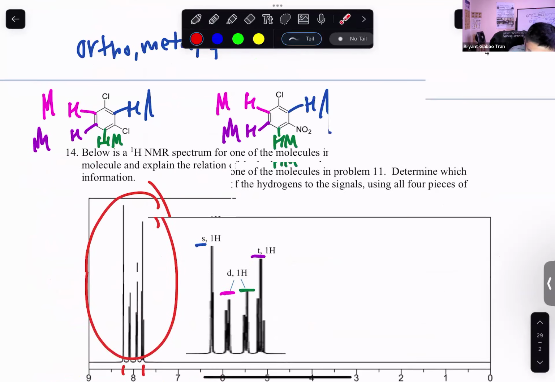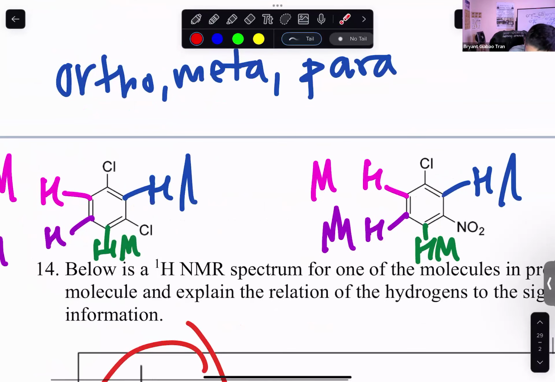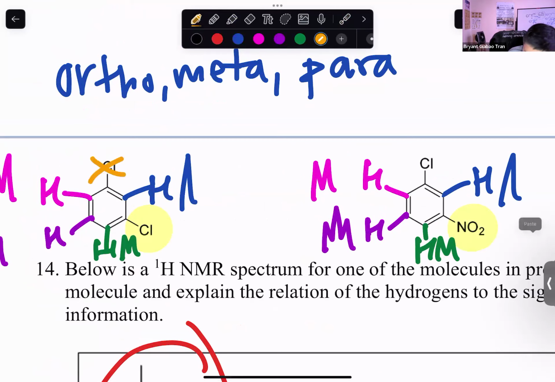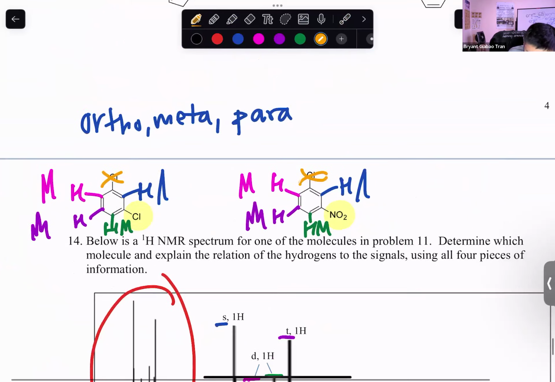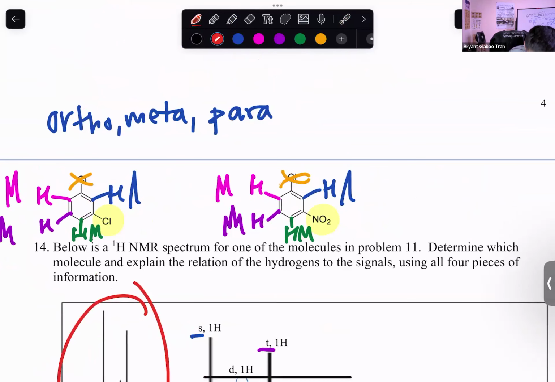So now we have to compare the electron withdrawing group of chlorine versus NO2, right? We could ignore the other chlorine because they're the same thing. So chlorine is extremely electronegative. It's one of the halogens, so that withdraws the benzene ring inductively, right? It just naturally pulls the electrons from the ring because it has a high electronegativity.